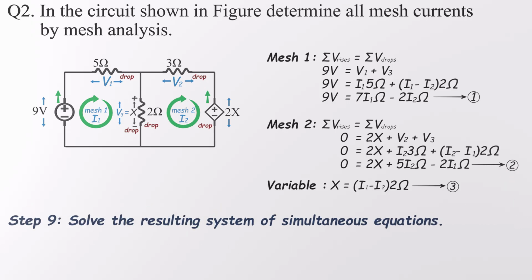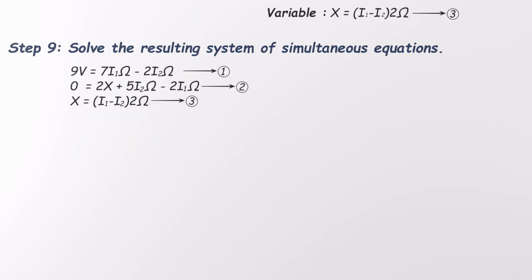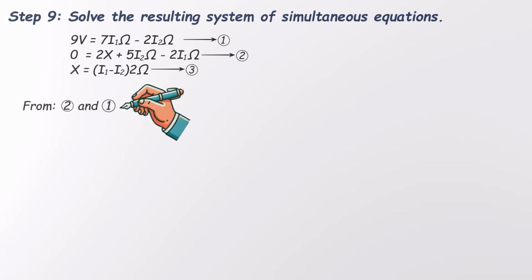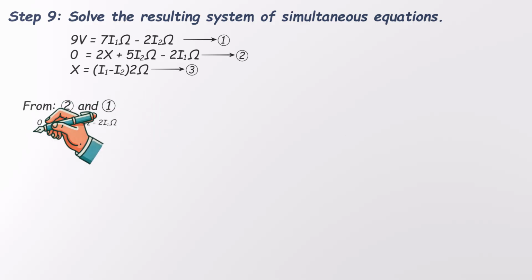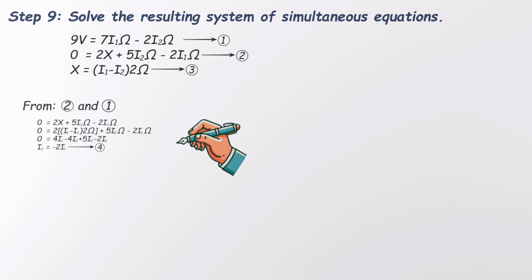Finally, it's time to solve the simultaneous equations and find the mesh currents. Here are our equations, and now it's time to solve them. First, I'll substitute the expression for X into equation 2. From that, we get a new relationship. I2 is negative 2I1. That's our fourth equation, an extra piece of the puzzle.